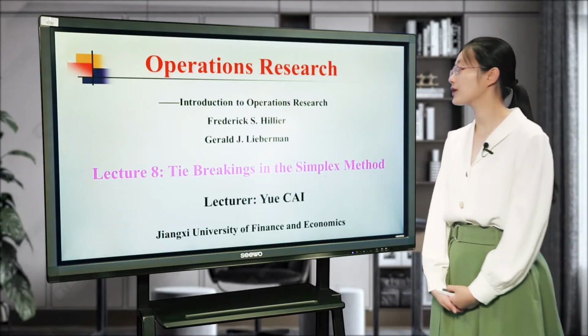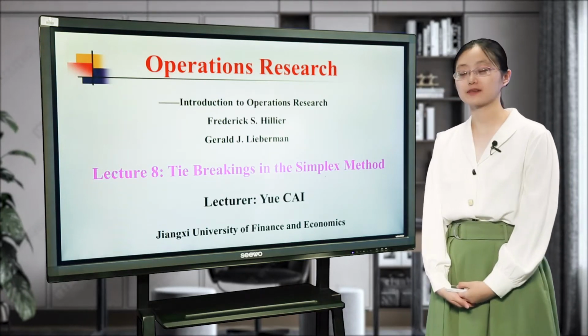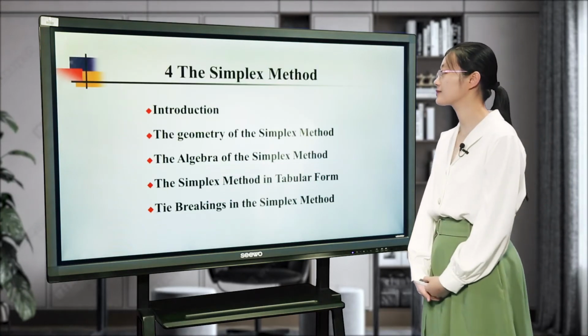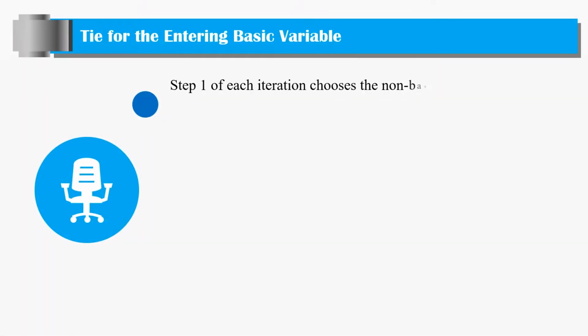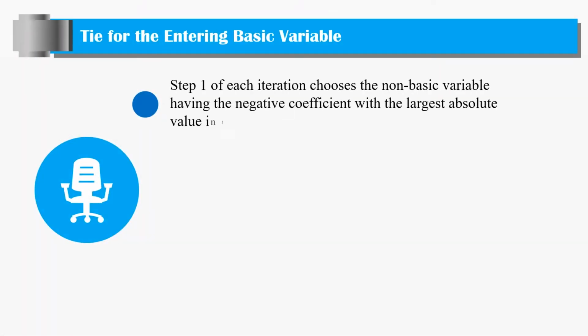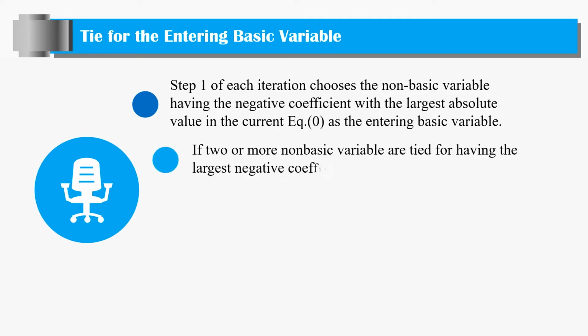In this class, we're going to talk about the tie breakings in the simplex method. In step 1 of each iteration in the simplex method, we choose the non-basic variable having the negative coefficient with the largest absolute value in the current equation 0 as the entering variable. But cases may happen when there are 2 or more non-basic variables having the same largest negative coefficient.